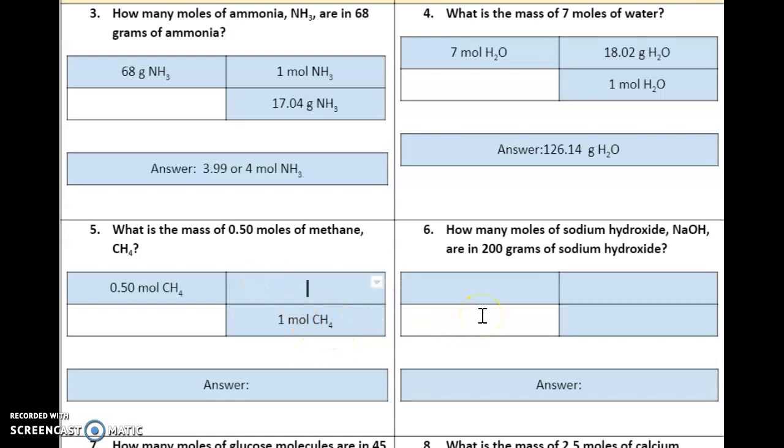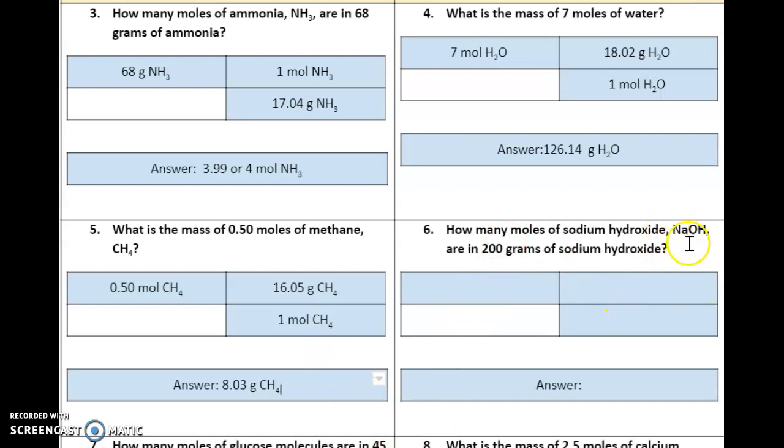So carbon 12.01 plus 4 hydrogen, which would be 4.04. So that's going to give us a mass of 16.05 grams of methane. We are going to multiply the top, so 0.5 times 16.05 into your calculator, then divide by 1. Your answer you should come up with for 5 is going to be 8.03 grams of methane.